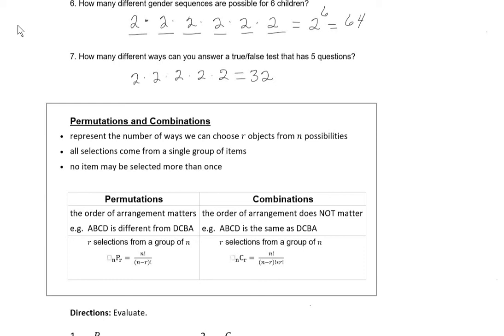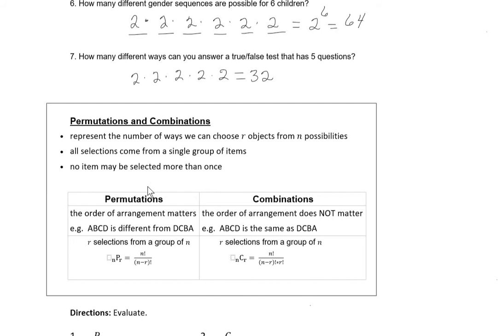Now we're going to look at different types of counting methods, permutations and combinations. They both have this in common. They represent the number of ways we can choose r objects from n possibilities. For example, if I have 10 things and I'm going to choose 3 of them. All the selections come from a single group of items. No item may be selected more than once. Okay, so repetition is not allowed.